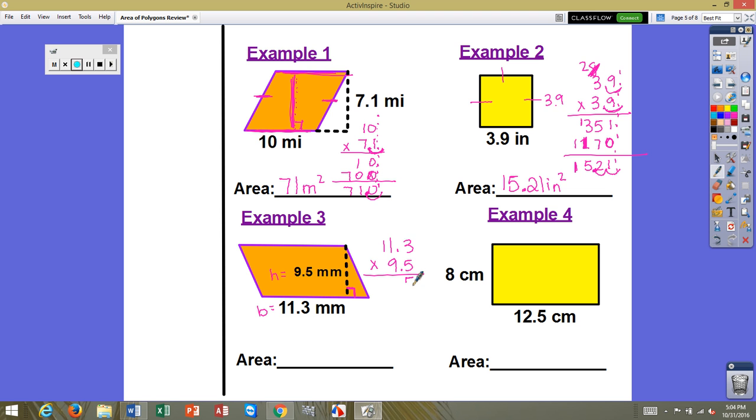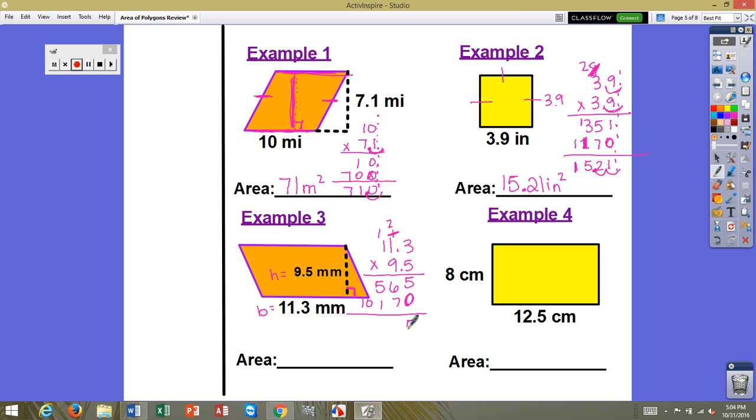3 times 5 is 15, carry the 1. 5 times 1 plus 1, 6. 5 times 1, 5. We're going to cross out anything we carried, and we're going to put down a place value holder and move over 1. 9 times 3, 27. Carry the 2. 9 times 1 plus 2 will be 11. Carry the 1. 9 times 1 plus 1 will be 10.